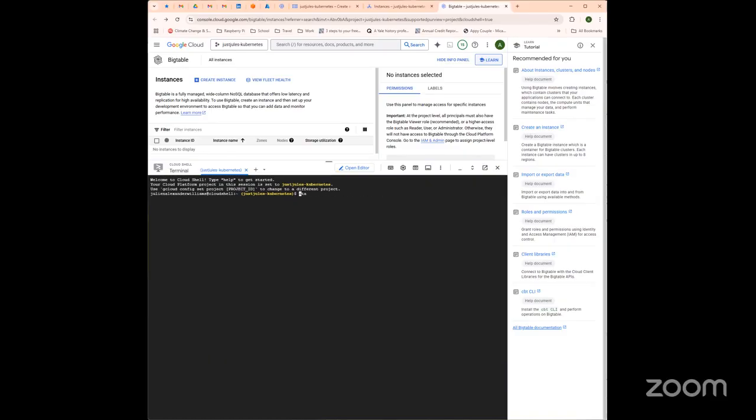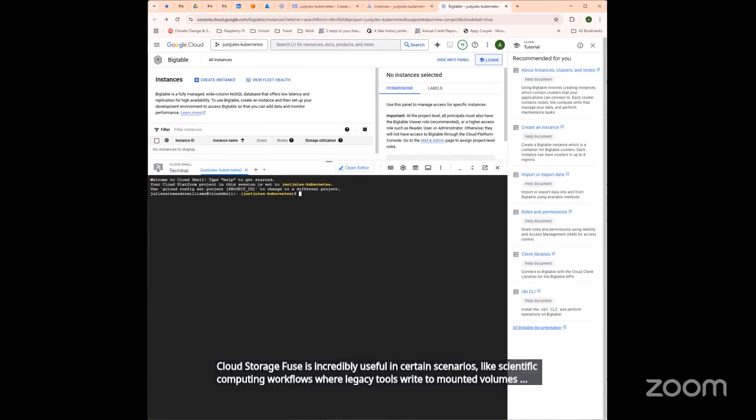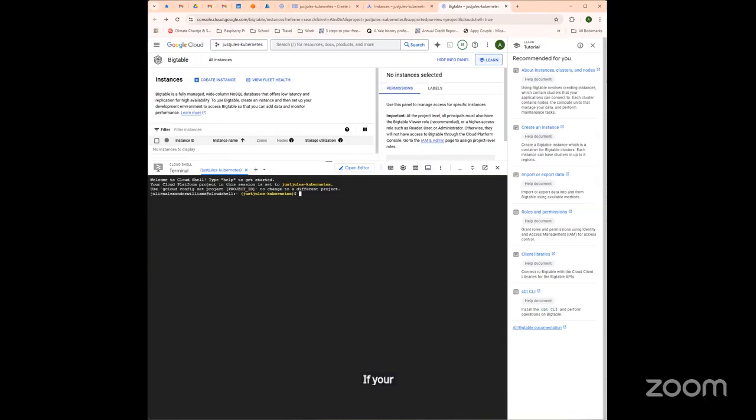So use cases for Cloud Storage Fuse include, while it's not as performant as direct API calls, it is incredibly useful in certain scenarios, like scientific computing workflows where legacy tools write to mounted volumes, CI/CD pipelines that expect build artifacts on local paths, log aggregators that can scan a folder for new files, and command line tools and scripts written long before cloud-native storage became the norm. If your app doesn't know about gsutil, Boto, or GCS APIs, Fuse is your translator.